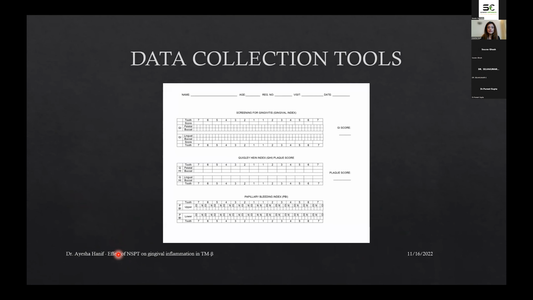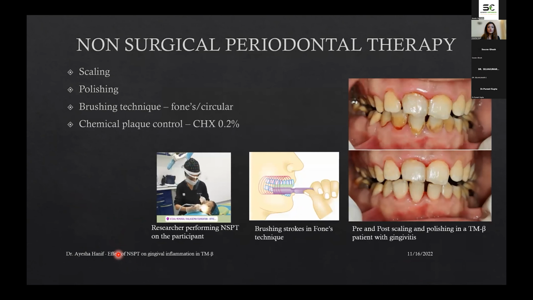This was a specially designed chart for this study. And for the non-surgical periodontal therapy, scaling and polishing were done. The brushing technique, that is Fones' circular technique, was taught to all individuals. Chlorhexidine 0.2% was given to all the individuals to be used twice a day for 14 days. This is the picture of the pre and post scaling in a patient with β-thalassemia major.